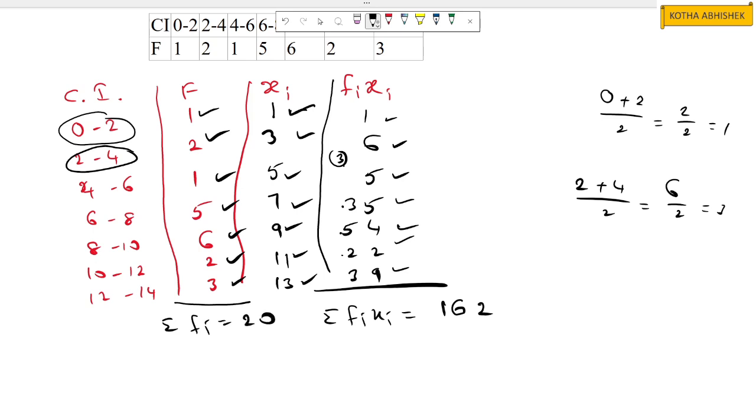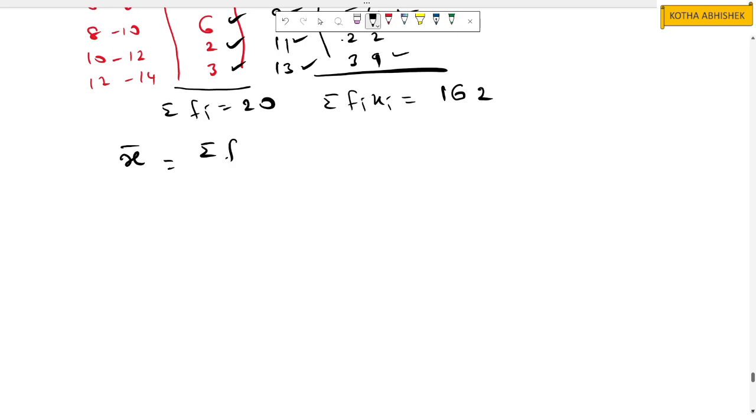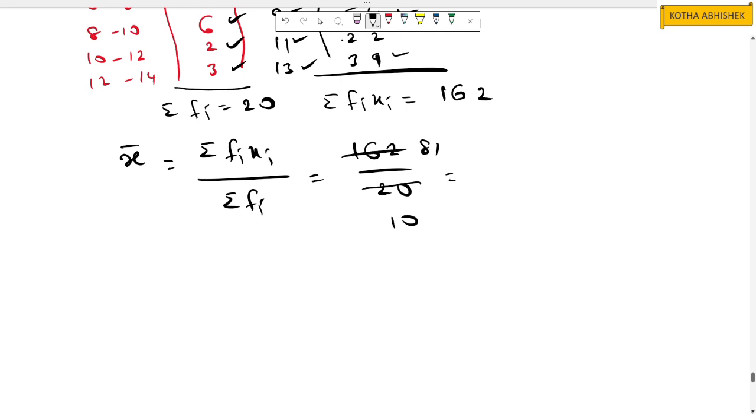Now we are doing it with the direct method, right? So let us write the direct method formula first. The mean, x bar, equals sigma fixi divided by sigma fi. Sigma fixi we got as 162 divided by sigma fi, which is 20. So 2 times 81 over 2 times 10, 81 divided by 10 is 8.1. So the mean of the given data is 8.1.